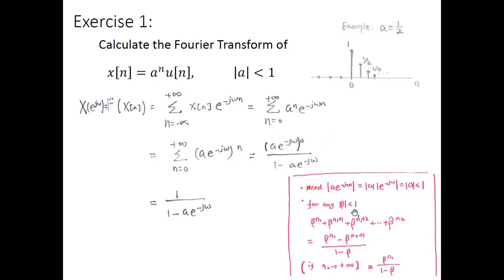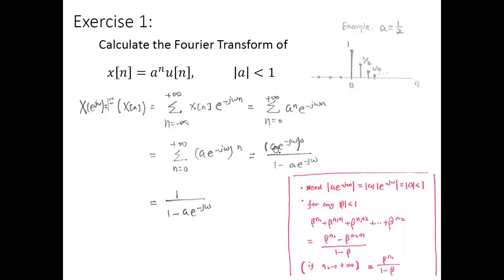So for beta whose magnitude is less than 1, if we have this series from beta to the power n1, add up to beta to the power n2, then we have this formula to calculate the summation. On the denominator, 1 minus beta. On the numerator, it's the first term minus the last term, where the last term is multiplied with an additional common factor beta. And when I apply this formula to our case, on the denominator, 1 minus a times exponential minus j omega, because a times exponential minus j omega is our beta in that formula.